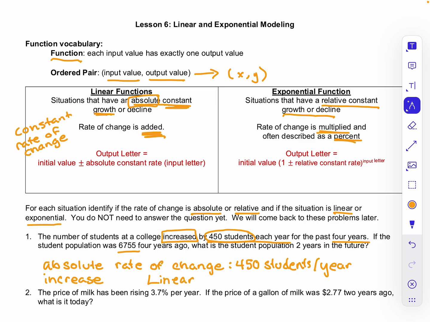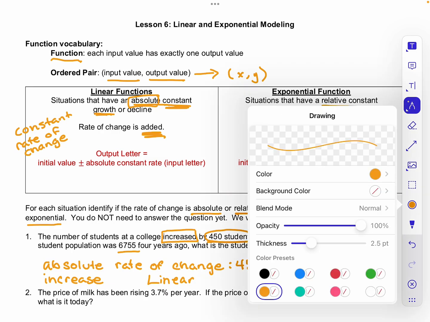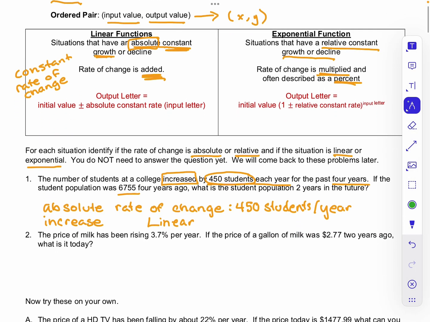So, since it's an absolute rate of change that's increasing, our function would be best described with a linear function. In contrast, if we look at the next problem, and I'm going to change the color just to keep it separate, we have the price of milk has been rising 3.7% per year. The price of a gallon of milk was $2.77 2 years ago. What is the price today?